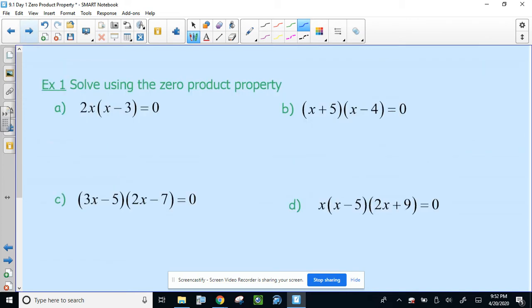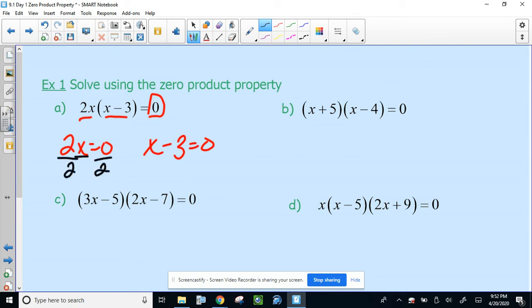So here I've got four examples real quick. These go super fast. These are my factors, and they are equal to 0. So we're going to use our zero product property. So either the first factor is equal to 0 or the second factor is equal to 0. And so we can solve by just setting both of these factors equal to 0. So if I wanted to get x by itself, I need to get rid of the 2 in the front. So I would just divide by 2. So that would tell me that 0 divided by 2 is still 0. So I would have x equals 0.